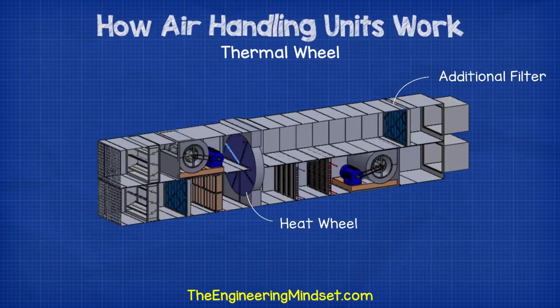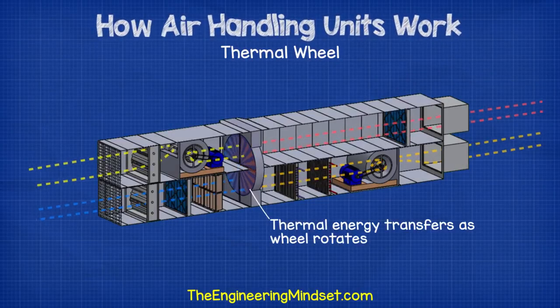Another variation we might come across is the heat wheel. This is very common in newer compact AHUs. This uses a large rotating wheel. Half of it sits within the exhaust airstream and half of it sits within the fresh air intake. The wheel will rotate, driven by a small induction motor.